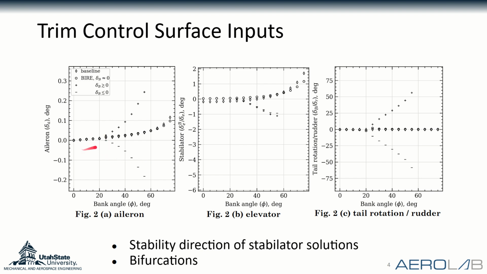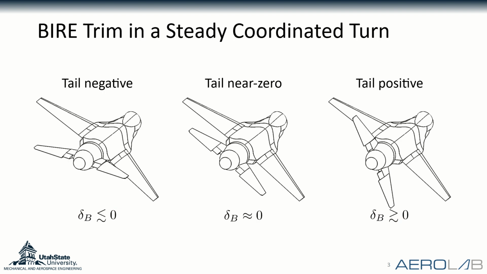So we have two different aircraft plotted on here, and four different markers. And I'll get to why that is. The baseline aircraft, so that's the aircraft with the vertical tail, those are plotted with diamonds. You can see they tend to lie right on top of these tail near zero solutions. And then the second are these little circles. That's the BIRE aircraft, and those are trim solutions where the tail rotation is basically near zero. So that's that middle guy right there. I'll circle it right here.